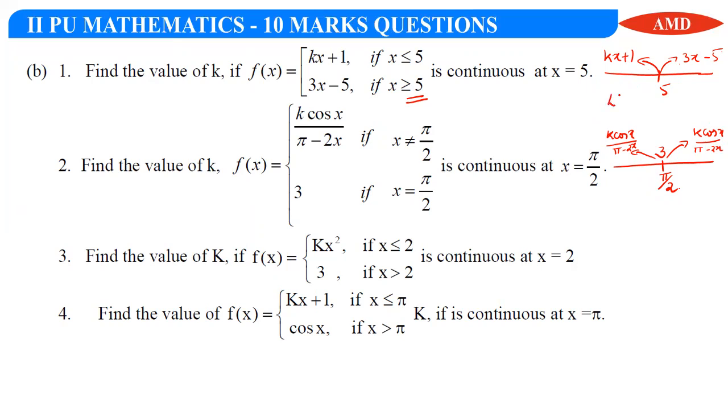Here the condition must be LHL must be equal to RHL. Find out the left hand limit and the right hand limit, equate them, simplify, you get the value of k. That's how you can find the value of k.